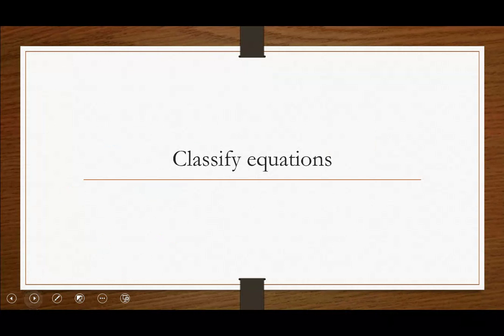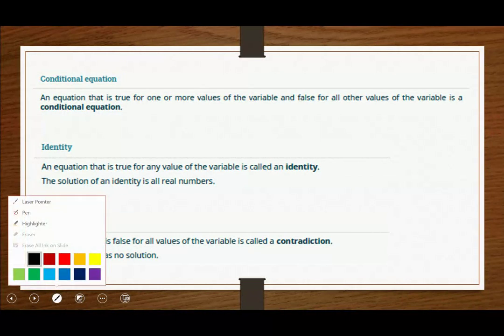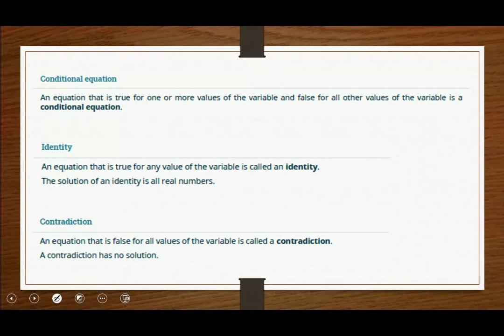We want to look at now what we call the different classifications of these types of linear equations. And there's only three. Now, the one that we're most familiar with is what we will start with. The conditional equation is the one that we are most familiar with and the one that we'll come across the most often. What we mean by a conditional equation is one that is true for one value of the variable and false for all of the others.